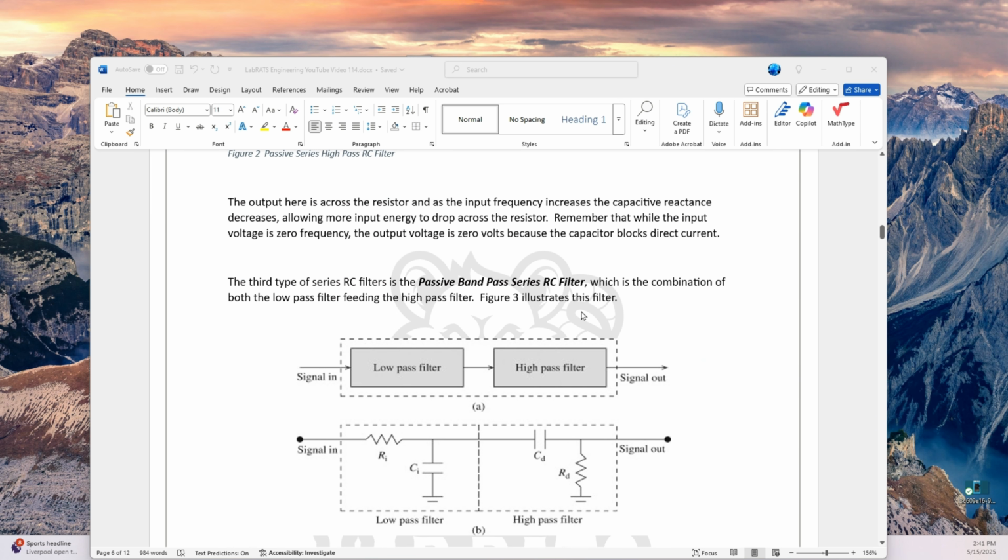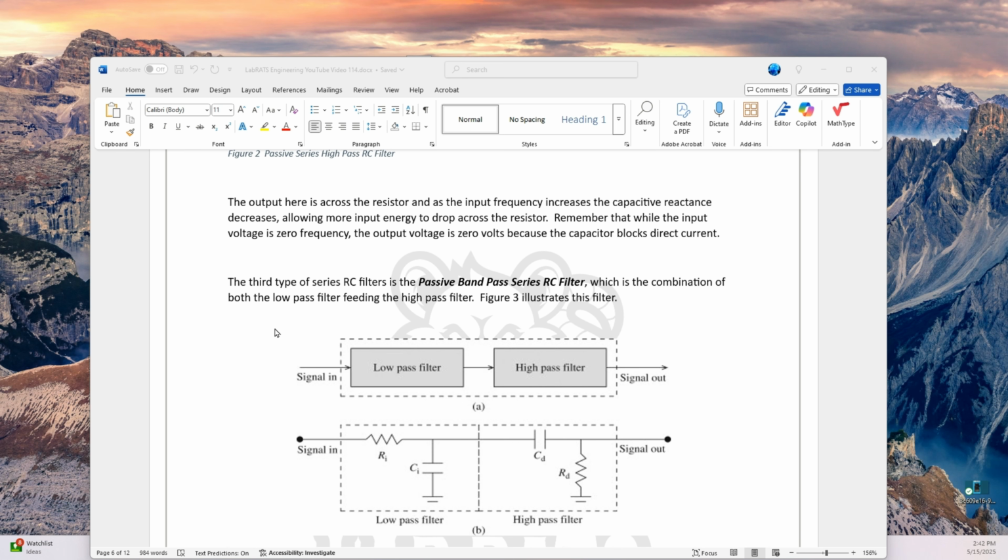The output here is across the resistor. As the input frequency increases, the capacitive reactance decreases, allowing more energy to drop across the resistor. And remember that while the input voltage is 0 frequency, the output voltage is 0 volts because the capacitor blocks direct current. It only passes displacement current.